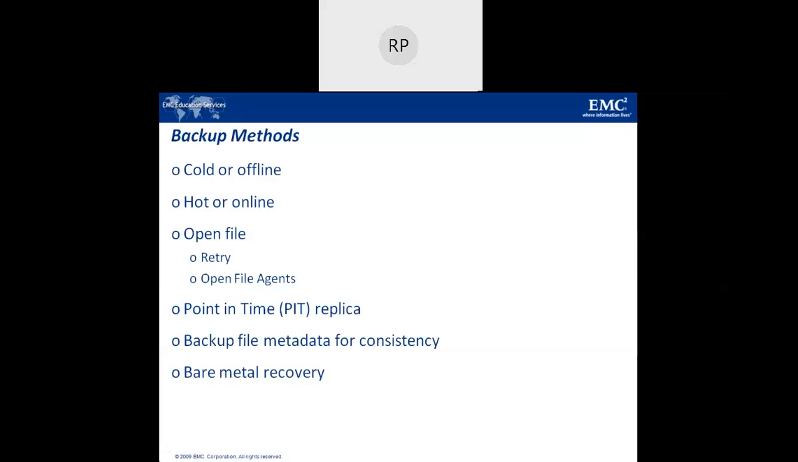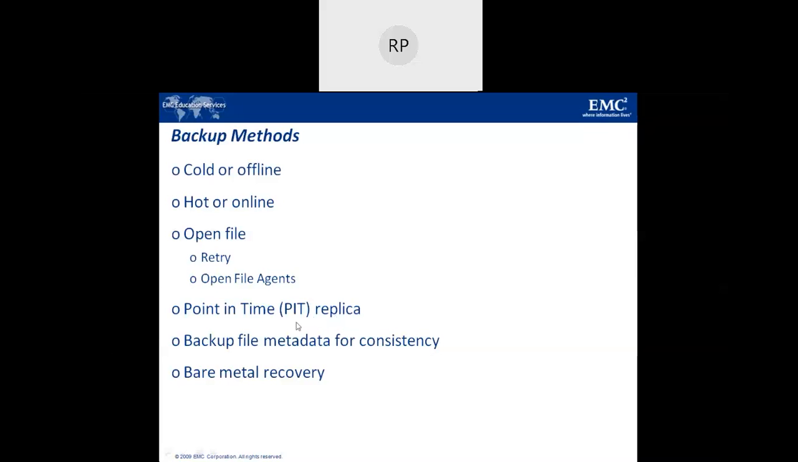Then the next method is called point in time replica, that is PIT. Now this PIT copy method is deployed in the environment in which the impact of the downtime from cold backup is more. Means you can't keep your system down for a longer time. In such a case, the point in time replica backup is going to be used.